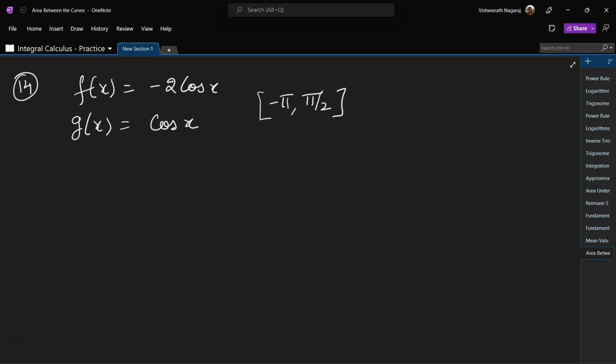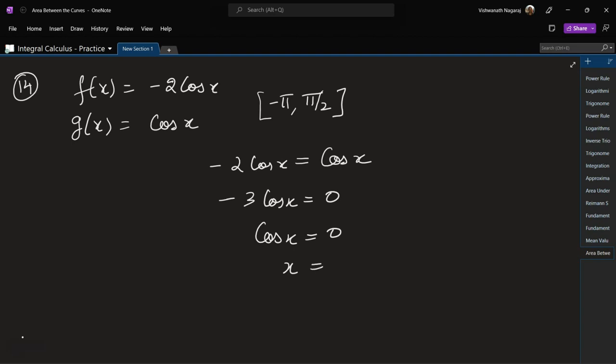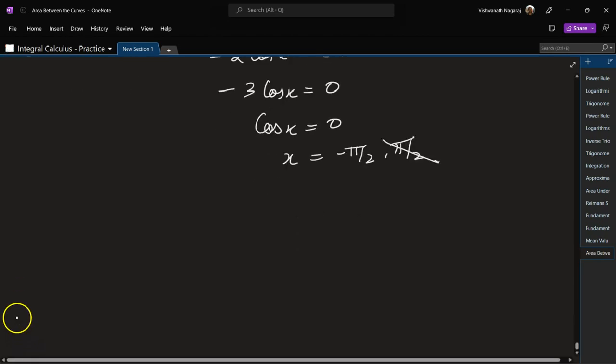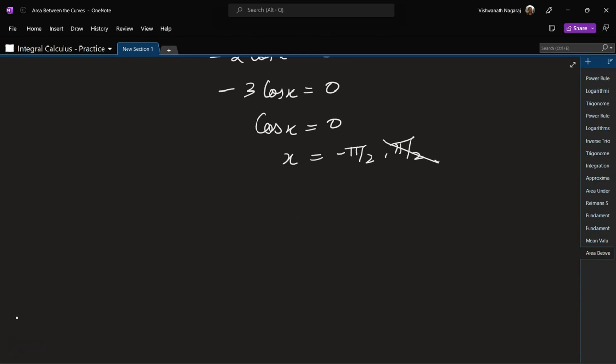So again, the first thing we do is check for intersections. Minus 2 cos x is equal to cos x, which means minus 3 cos x equal to 0. That means cos x equal to 0. And when will cos x be 0? When x is equal to minus pi by 2 and pi by 2. Now, one of these is the boundary, so we can ignore it. So we have one intersection within the given interval.